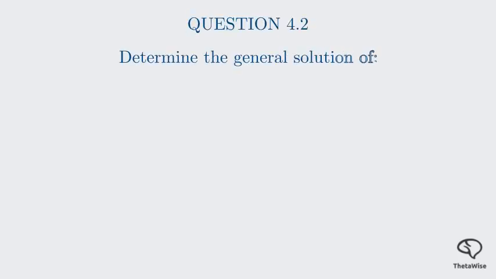Excellent. Now let's move on to the second part of the question, which involves a different type of differential equation. Question 4.2 asks for the general solution of the second-order non-homogeneous differential equation d squared y by dx squared minus 4 times dy by dx plus 5y equals e to the power of negative x.